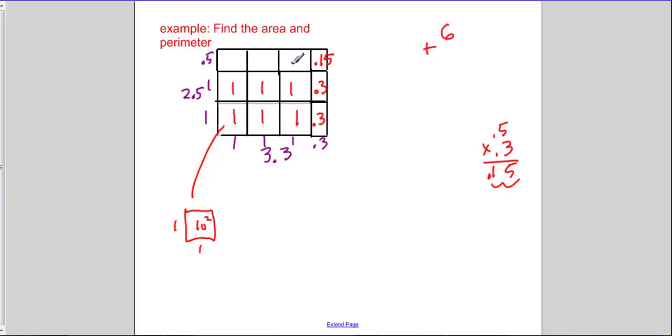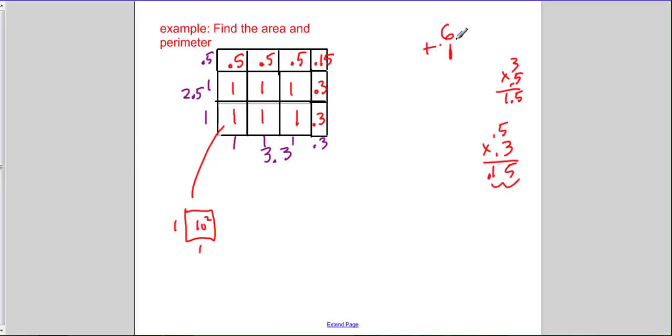This is 1 by 0.5, which is 0.5. This is 1 by 0.5, which is 0.5. And this is 1 by 0.5, which is 0.5. So I have 3 0.5s. So 3 times 0.5, moving the decimal point 1 place, is 1.5.